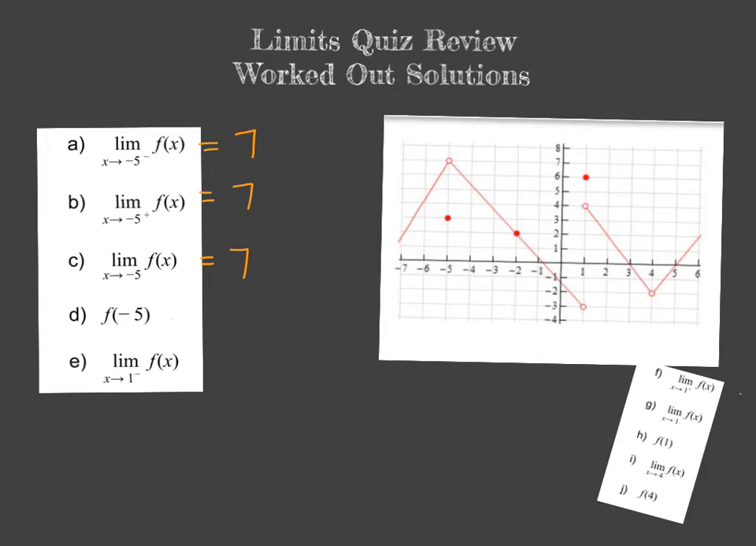Part D is asking us for f of -5. This is asking what is the exact y value when x is exactly -5. That is the coordinate point. So when x is -5, our exact y value is right here. It's at 3 because we have the coordinate point -5, 3.